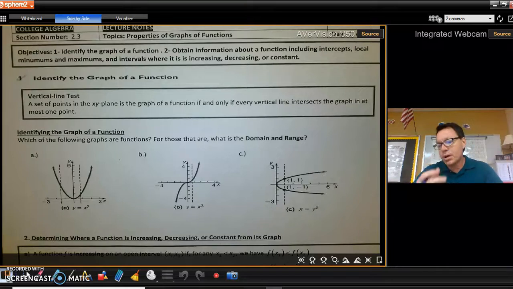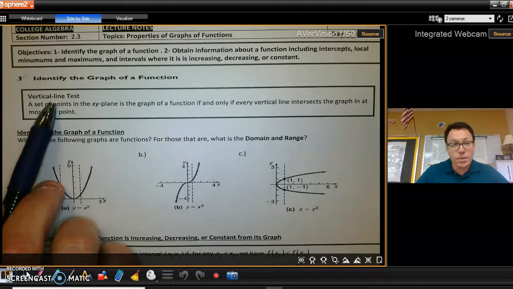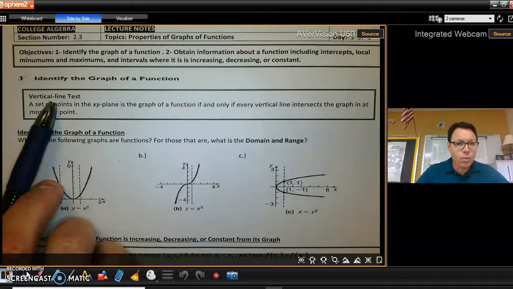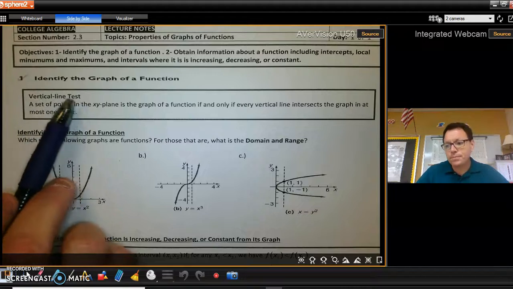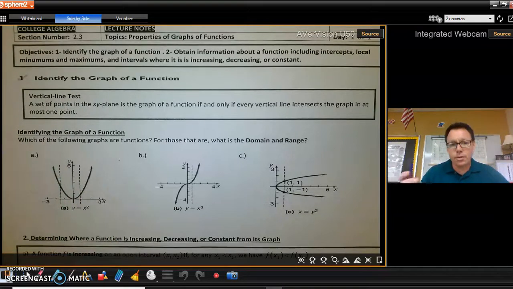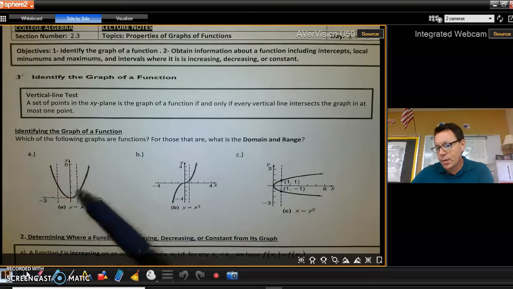So first off, we need to talk about what is and what is not a function when you're looking at a graph. You probably learned in Algebra 1, maybe even Algebra 2, about what's called the vertical line test. If you can draw a vertical line and never cross your graph in more than one spot, then that is a function.